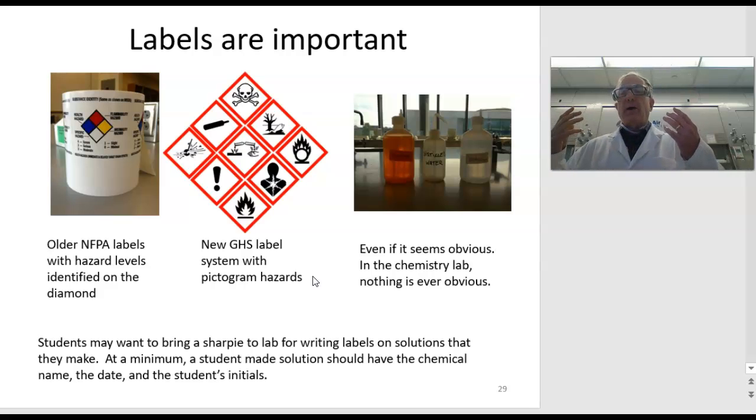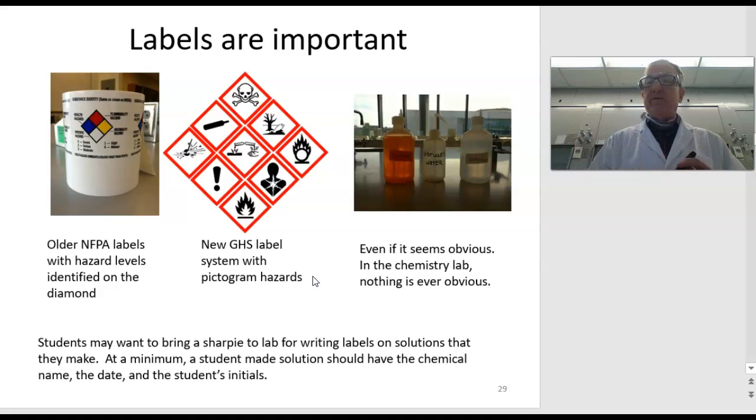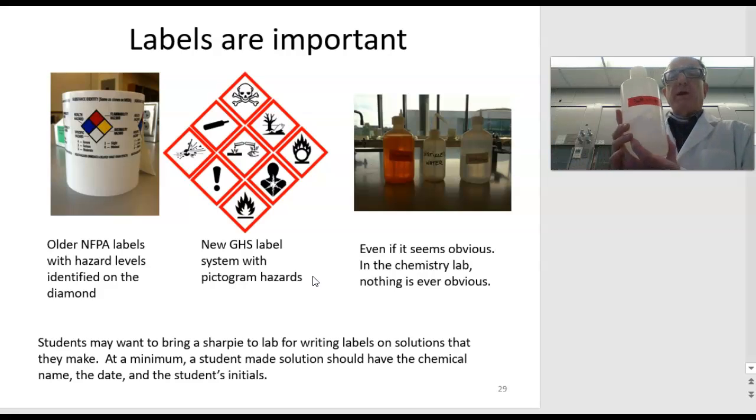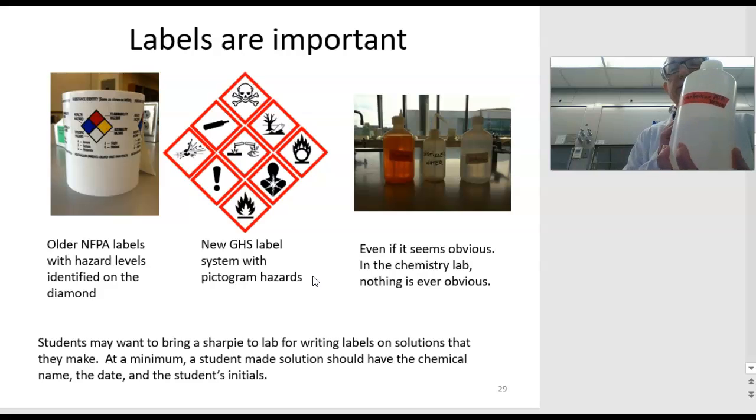Let's talk about you making labels to begin with. You may want to bring a Sharpie to lab. There's probably one available in lab, but you may want to bring your own. This is for writing on labels for the solutions that you'll be making. Whenever you're making a label for a chemical lab, there are 3 things as a minimum you ought to put on there: the chemical name, the date, and your initials. Here's a bottle of 5 millimolar 1,10-phenanthroline that was made by ATB on October 20th, 2020. That's the simplest label that you can have.